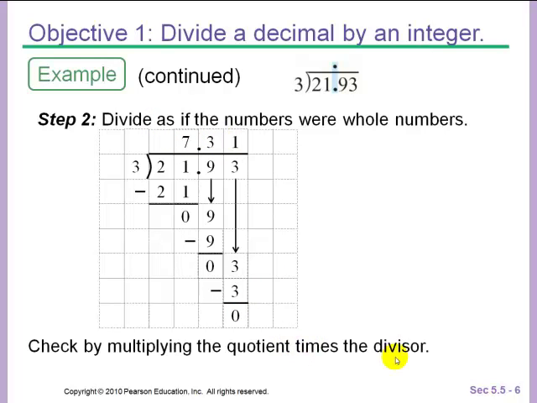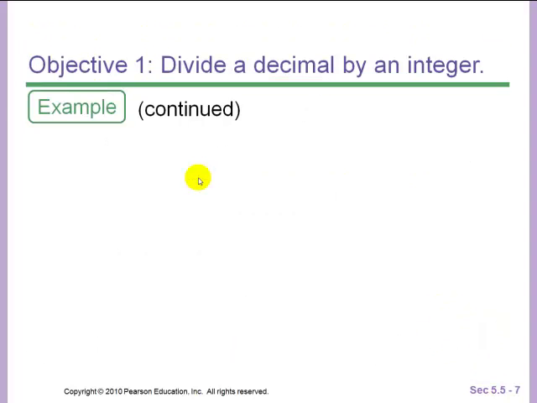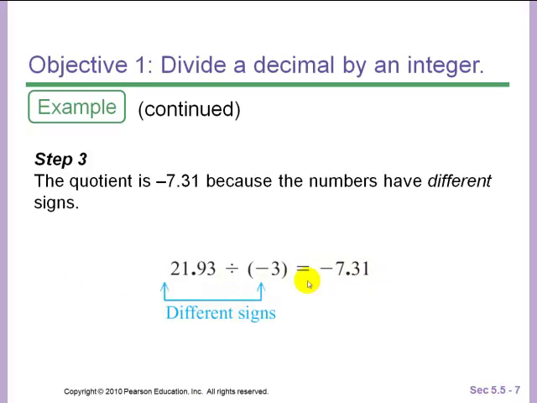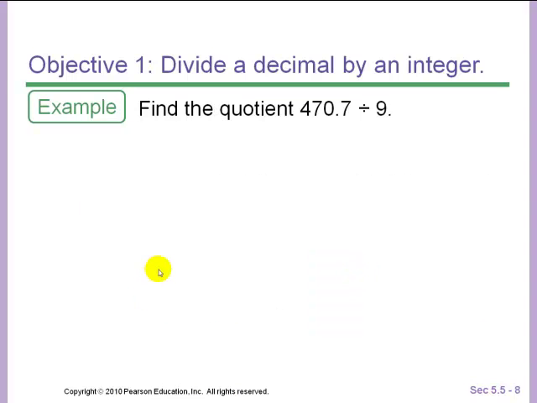However, you can always check to see if you got the right digits by multiplying. 7.31 times 3 should equal 21.93, and it does. But remember, our answer wasn't a positive and a positive. It was a negative because we had a positive 21.93 divided by a negative 3. So our final answer is negative 7.31. Again, different signs, negative answer. There's your answer.